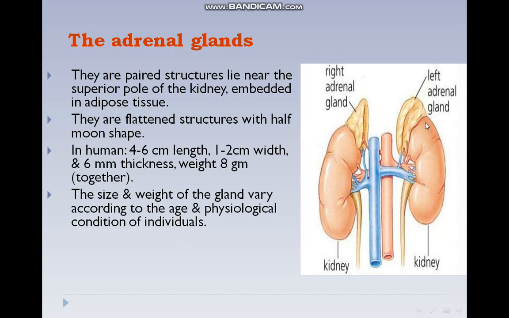They are paired glands located at the upper pole of the kidney and embedded within perirenal adipose tissue, and they are flattened structures. They are variable in size and shape. They range from 4 to 6 cm in length, 1 to 2 cm in width, and up to 6 mm in thickness, and together they reach up to 80 grams in weight. Their size and weight vary according to the age of the individual and the physiological condition.